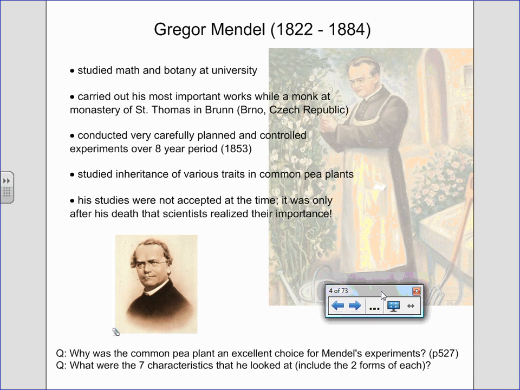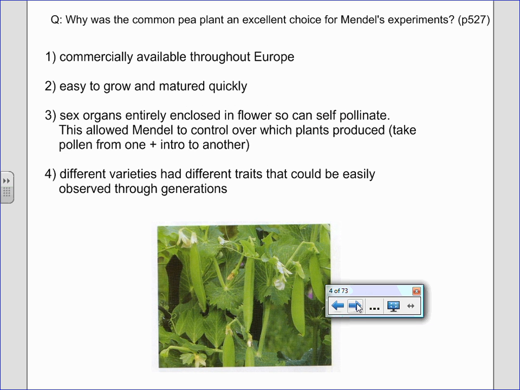Okay, there were two questions that I asked, and then I realized that I actually gave you the answers in the handout. So the first was, why was the common pea plant an excellent choice for his experiments? And second was, what were the 7 characteristics that he looked at? And you should be able to tell me some of the characteristics and the 2 forms of each.